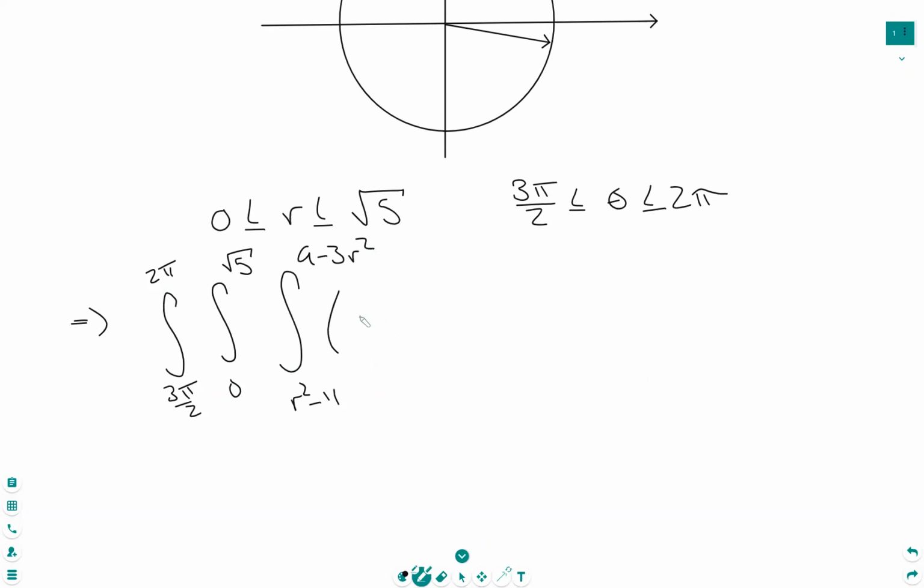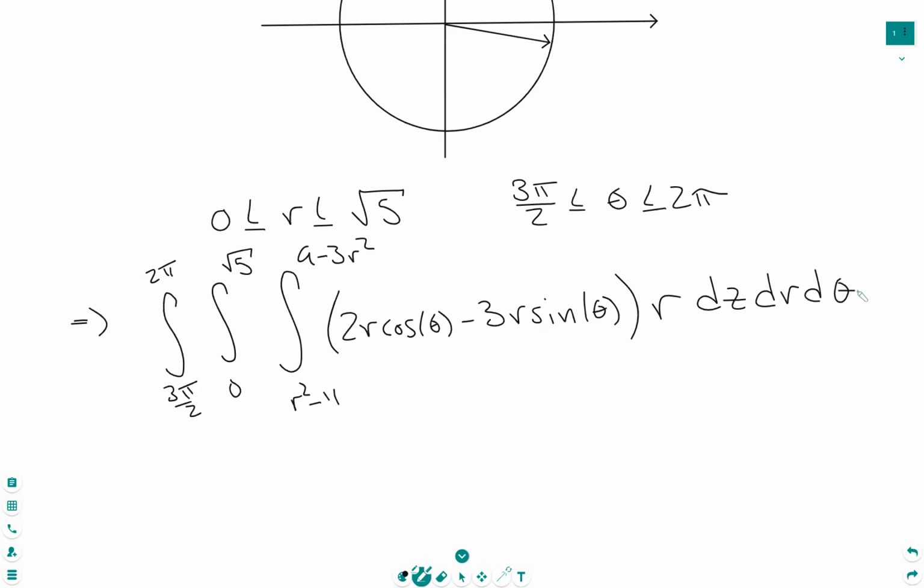And I substitute in my values for the integrand from Cartesian to cylindrical. So I go to 2 r cosine theta minus 3 r sine theta. Can't forget my r. Then I have dz, dr, d theta. I'm not actually going to do the evaluation step, but if you want to get a little bit of practice, you can try this out. This is 200 over 3 root 5.